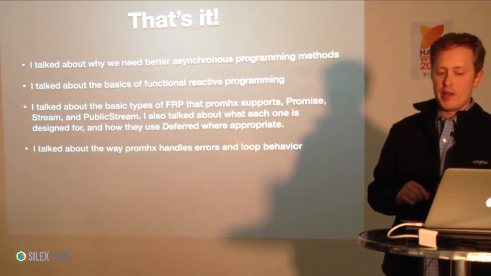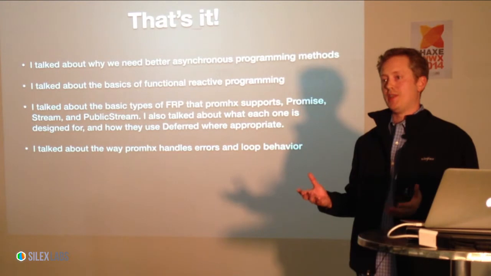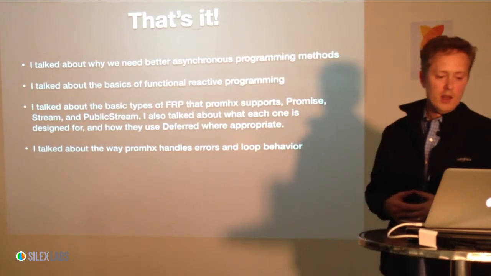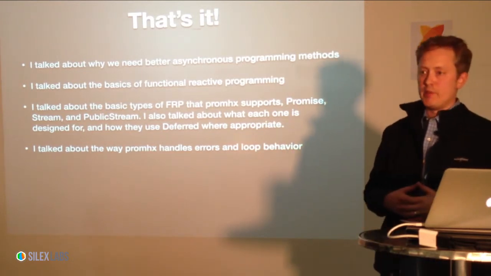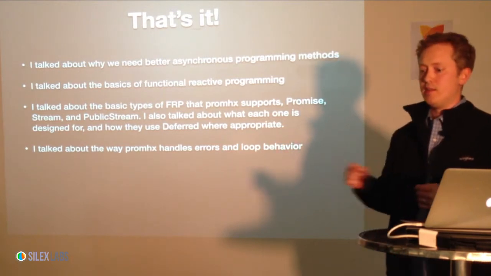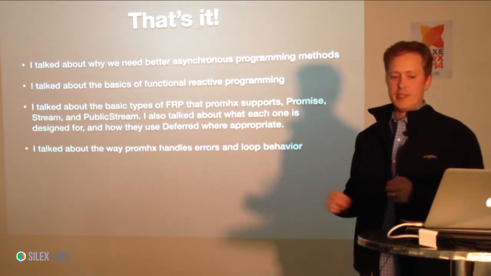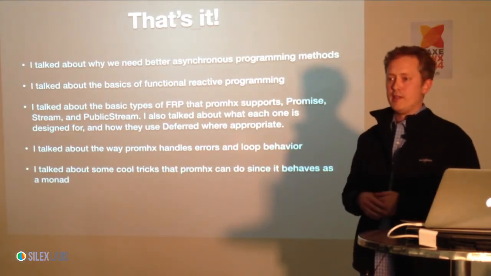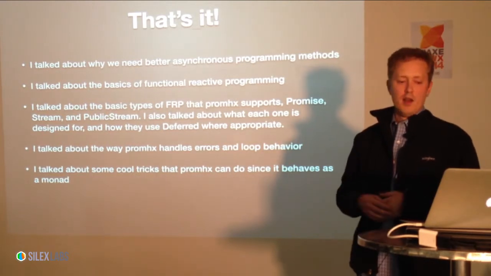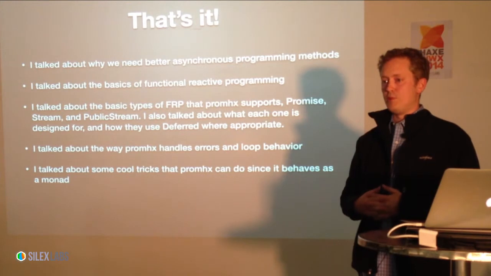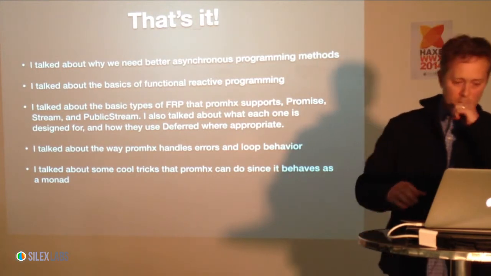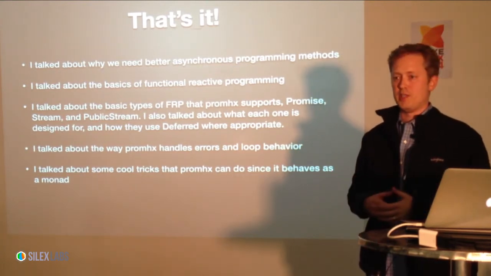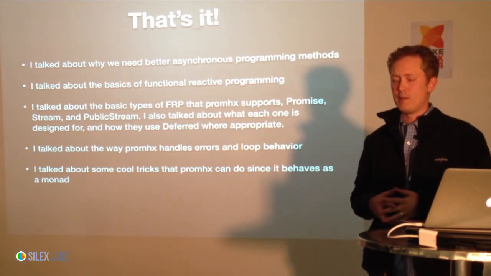And then I talked about the way that Promhx handles errors, sort of gives you this safety net, so that you can know that you attach an error handler on it and be sure that you're covered. And the way that it handles the loop behavior, optimizing the way that the value is passed on to the next loop. And then I talked a little about how the promises and streams really are monads. And since they're monads, we can do a lot of cool things with them, including the do notation. I also talked about why I kind of want to stick with that pattern, even if that goes against some of the standards that are coming up.